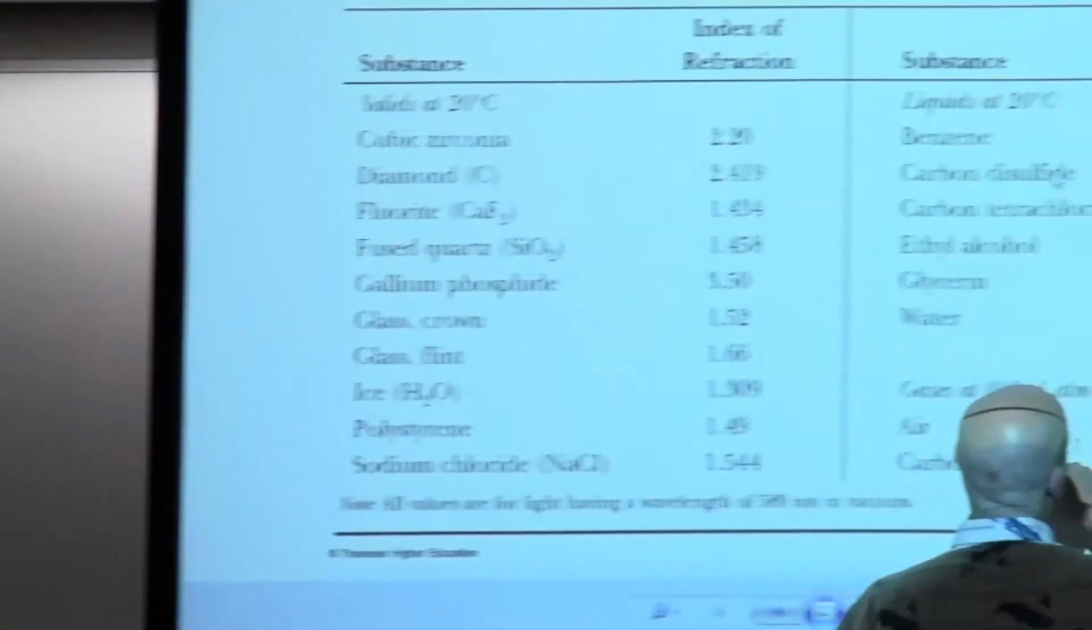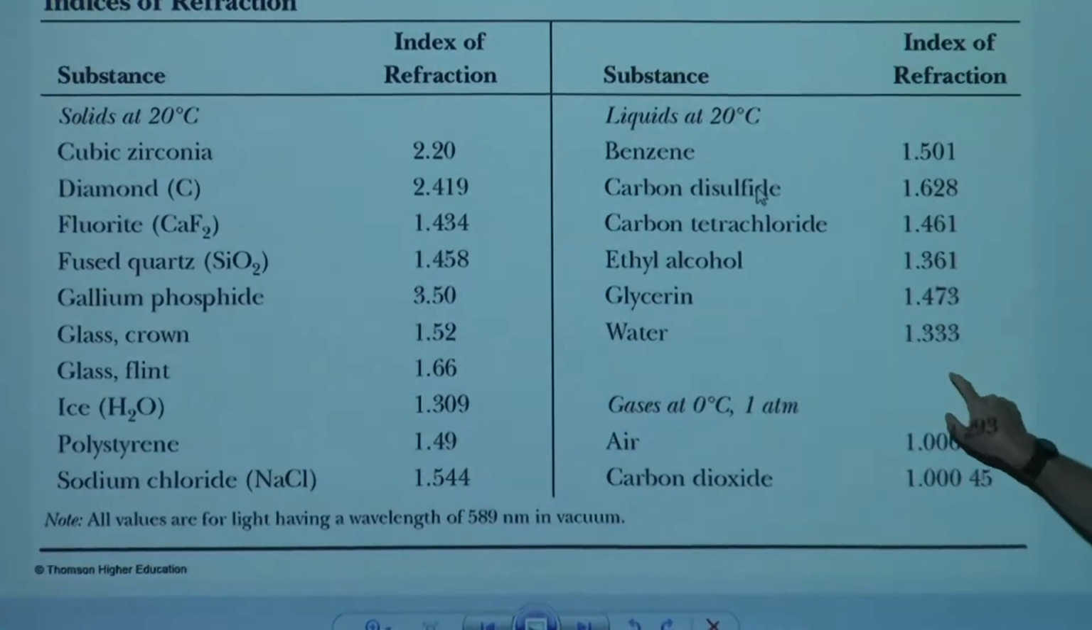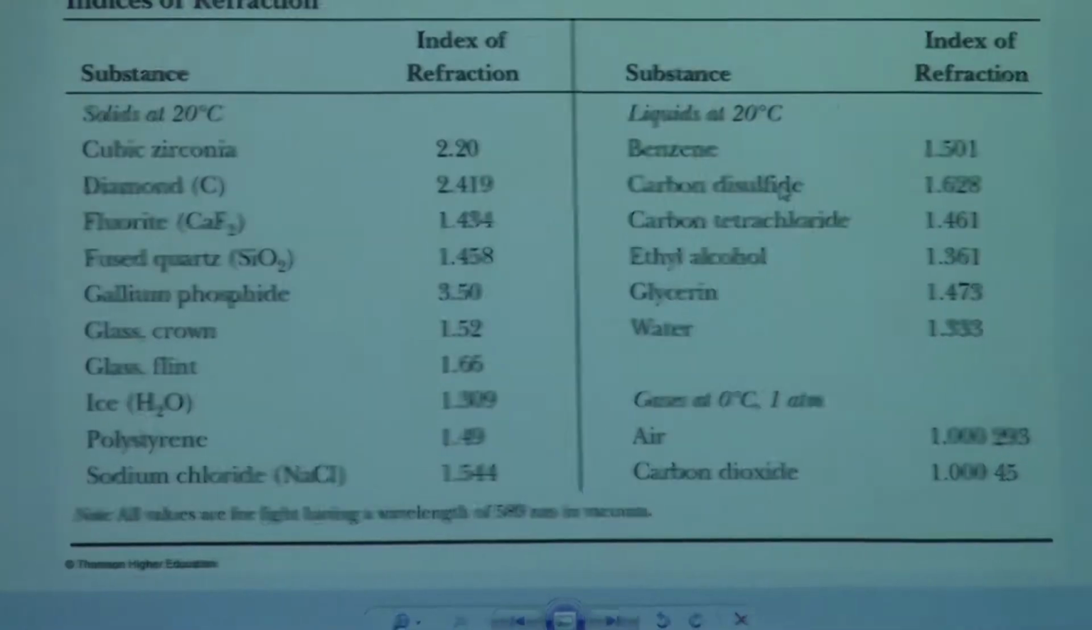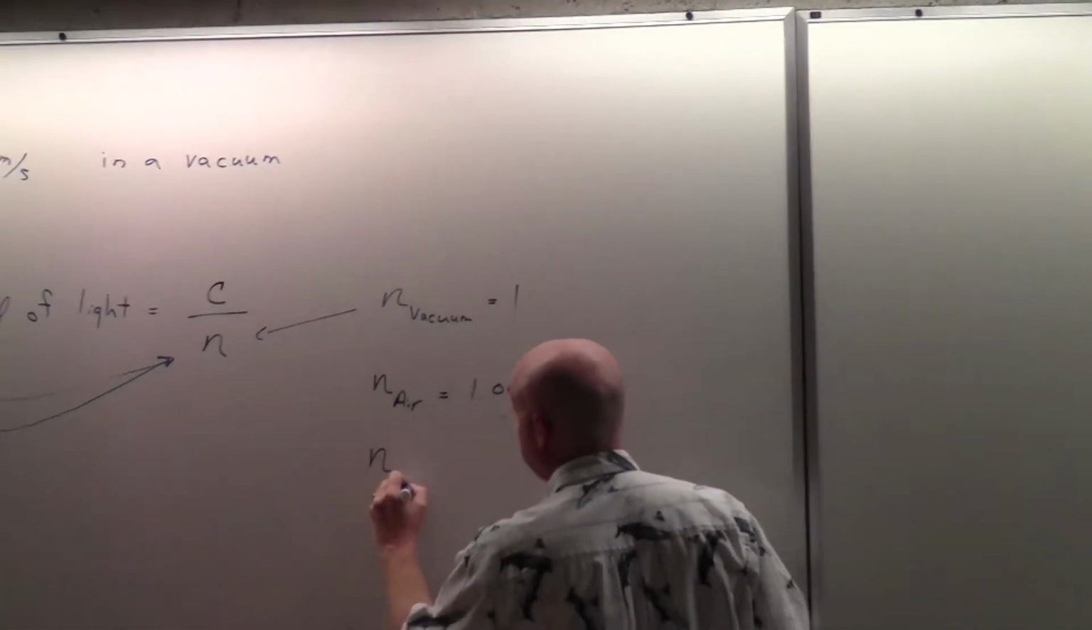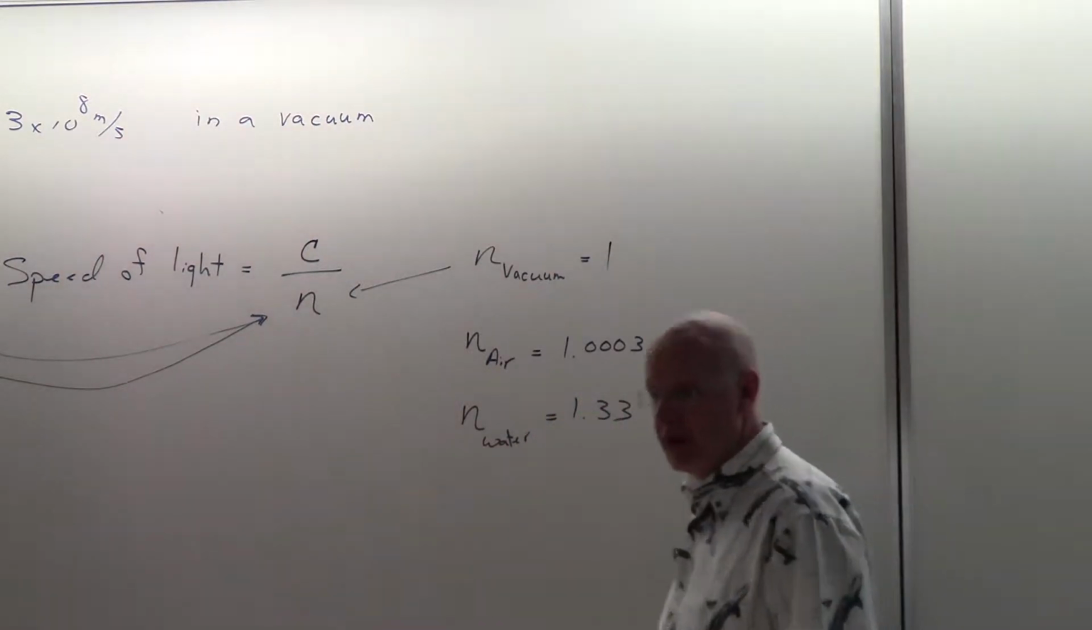As we go from air and say go into something a little thicker here, how about through water? Look what it says there. 1.33. And so there, the light has slowed down by 33%.